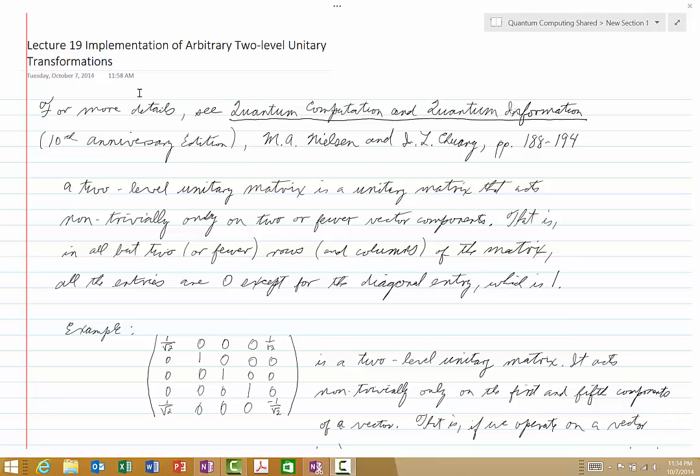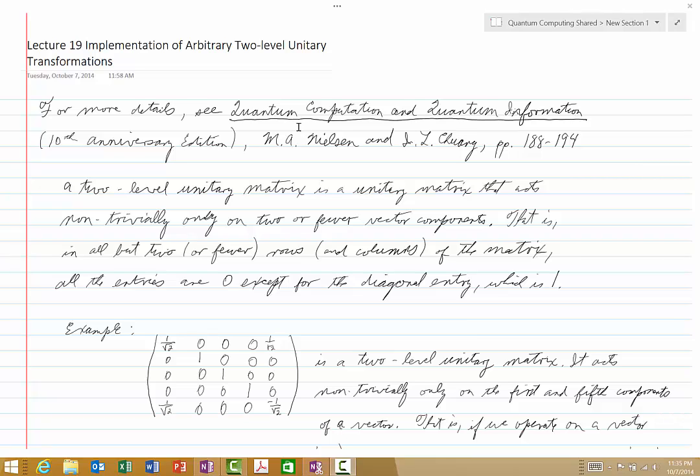Welcome to Lecture 19, which is about the implementation of arbitrary two-level unitary transformations. In other words, we're thinking about the idea that we have a unitary transformation and we want to actually implement it as a circuit.